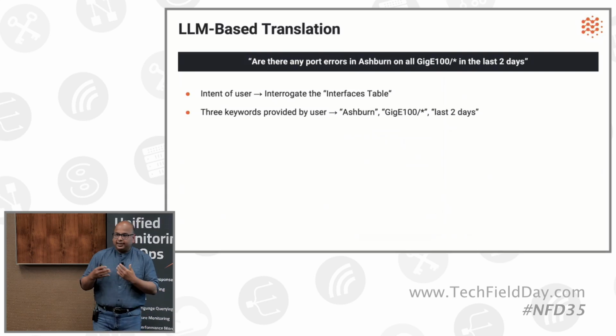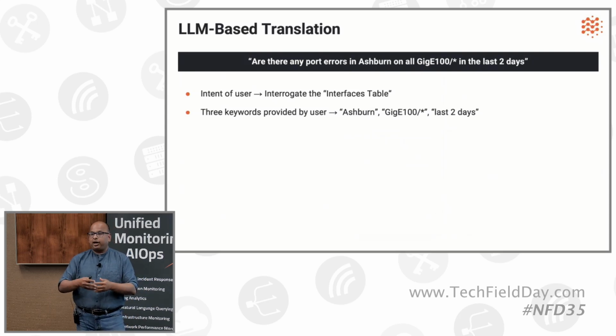It might not be a single table. It could be multiple tables, because the intent might spread across multiple tables. So its first job is to figure out what are the underlying tables that I need to go query. And second, there are keywords that the user has provided. The user has said last 2 days. The user has said Ashburn. They have said Gig 100 star. So those are keywords. Those are nothing but filters that have to be applied on that table.